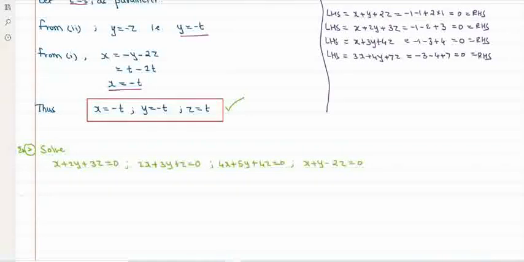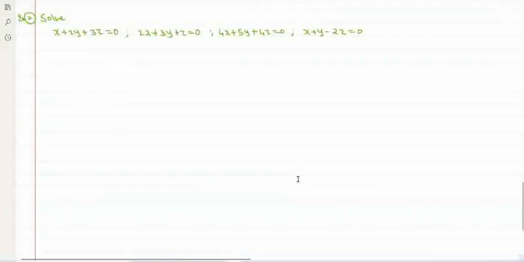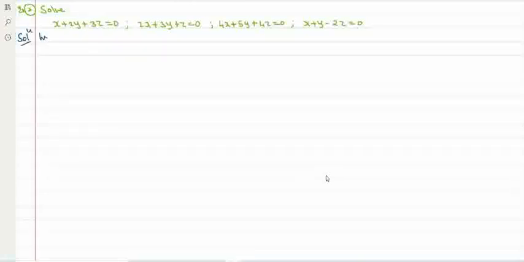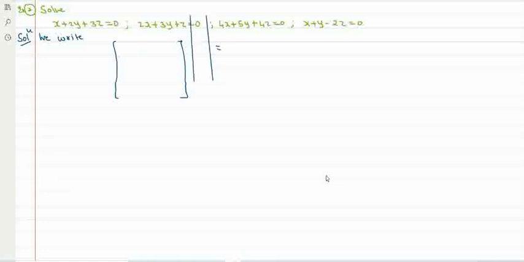Now simultaneously solve. Again, four equations in three unknowns. First, write in the matrix form. So we write coefficient matrix into matrix of unknowns equal to 0 matrix, the right side term. Now the unknowns are x, y and z.